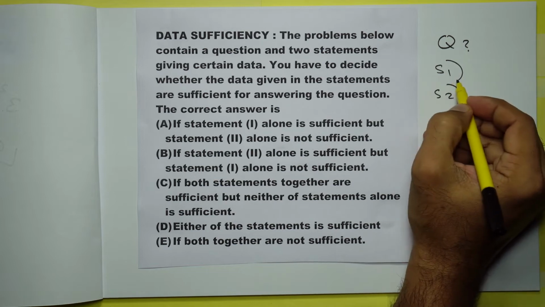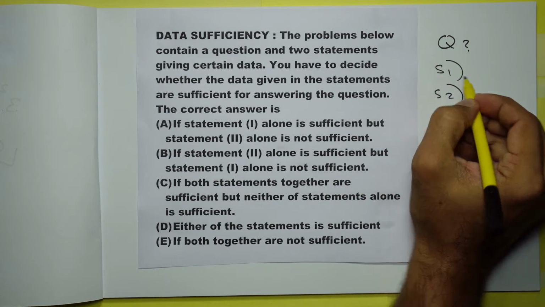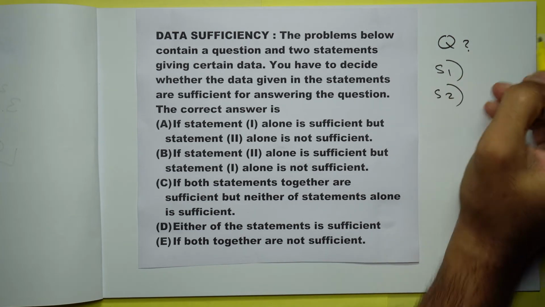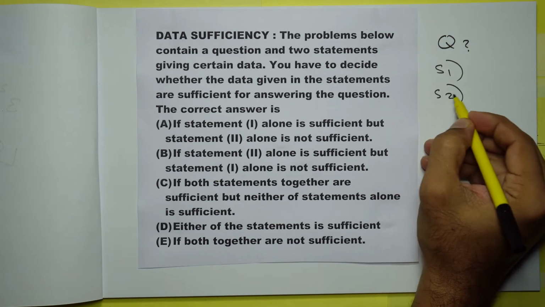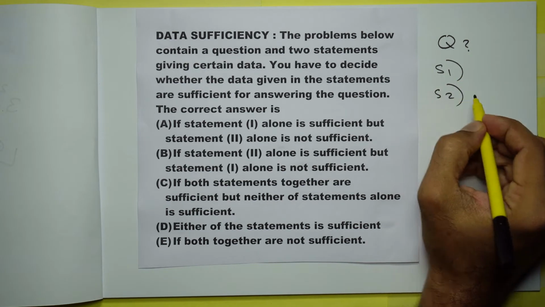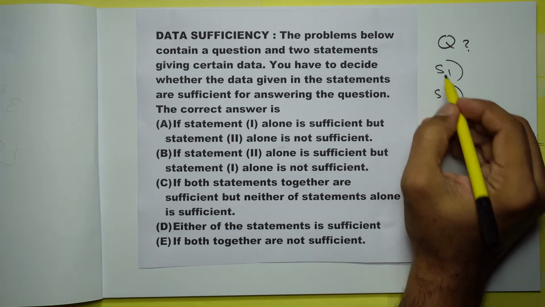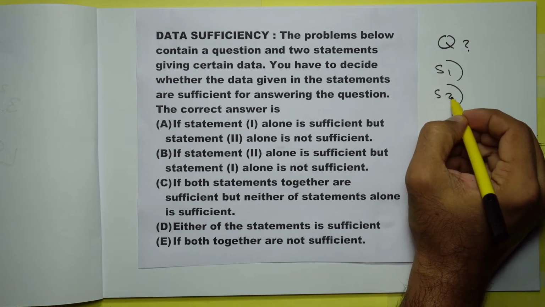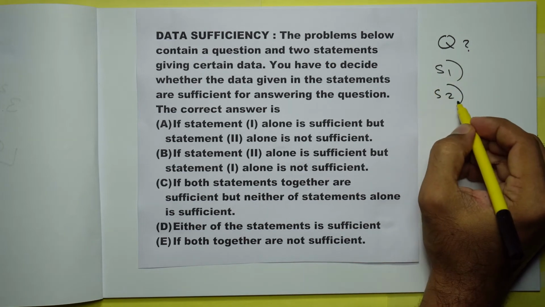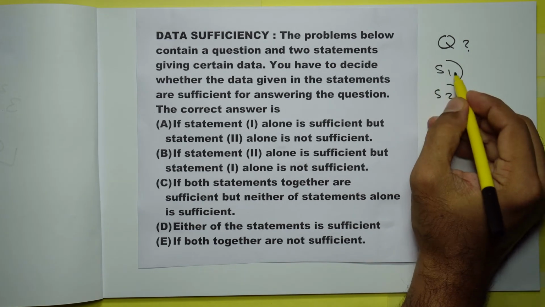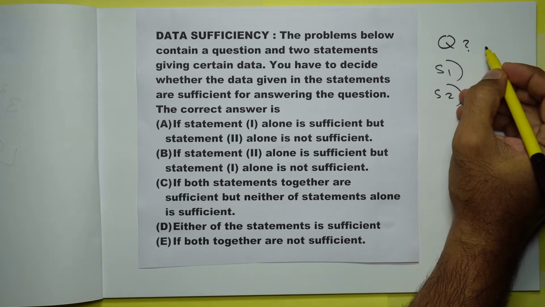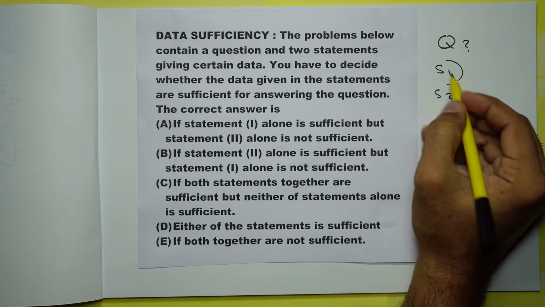Now I'll tell you the options. Now statement 1 alone is sufficient. You will get the exact answer to this question. Then it is option A. Now statement 2 alone will do. You will get the exact answer to this question. Then it is option B. Now any one statement alone will not do. That is, statement 1 alone is not sufficient. Statement 2 alone is also not sufficient. Both the statements are necessary. Only then will you get the exact answer. Then it is option C. So that is how you mark the options.